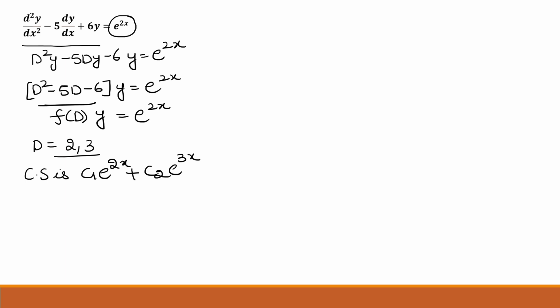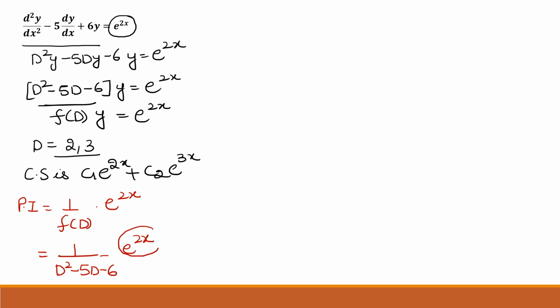So particular integral will be equals to 1 by f of D into e power 2x. So what is f of D? F of D is 1 over D square minus 5D minus 6, e power 2x. Now what I need to do, using the last rule, because we have e power ax type of function here, we must put D is equals to 2, right? Because what is the coefficient of x here? That is 2.